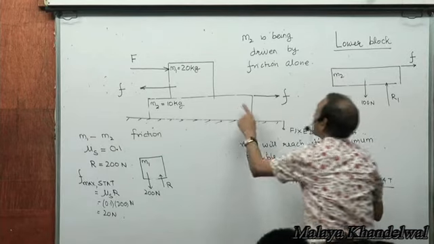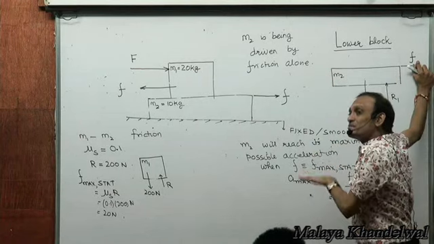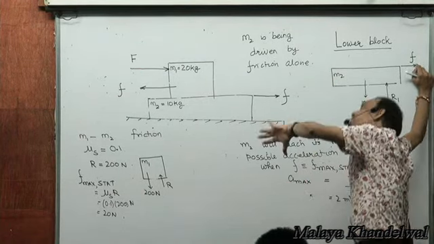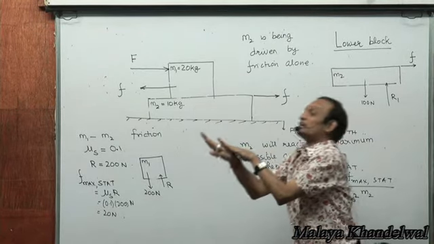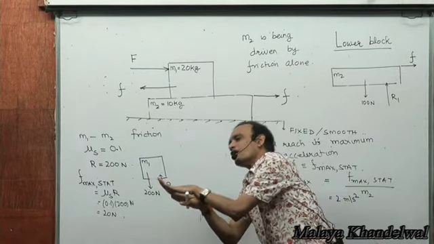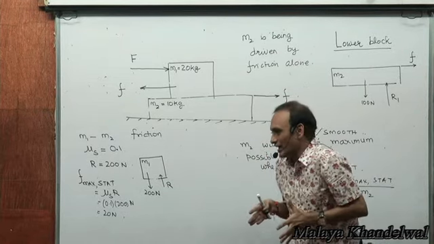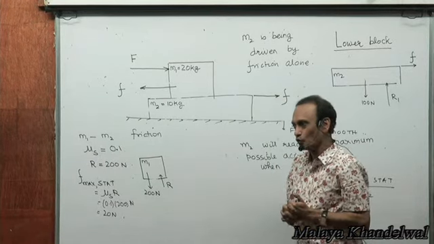And when is this value of acceleration reached by M2? When friction becomes maximum static. And when friction becomes maximum static, M1 and M2 are on the verge of sliding over each other. When frictional force becomes its maximum static value, M1 is just on the verge of sliding over M2. Yes or no? Right?